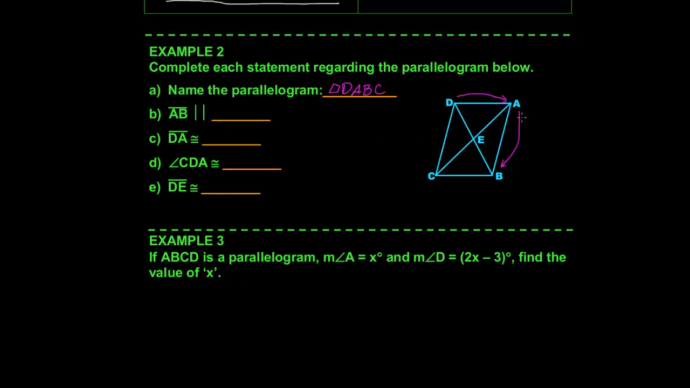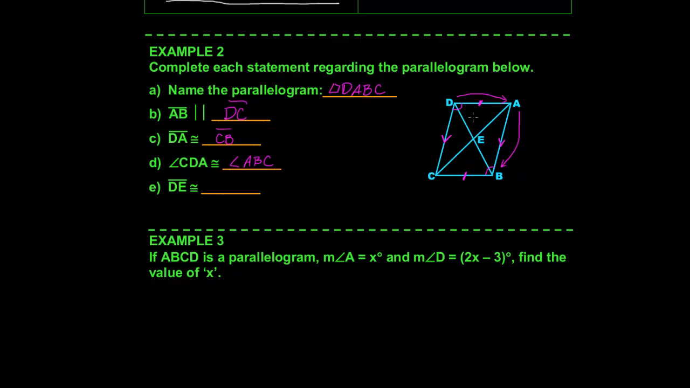Alright, AB right here is parallel. So if I drew my line, I'm going to say, well, it's parallel to this side right here. So DC. DA is congruent to its opposite side, CB. Angle CDA is congruent. Well, we know this angle is congruent to the opposite angle. So angle ABC.